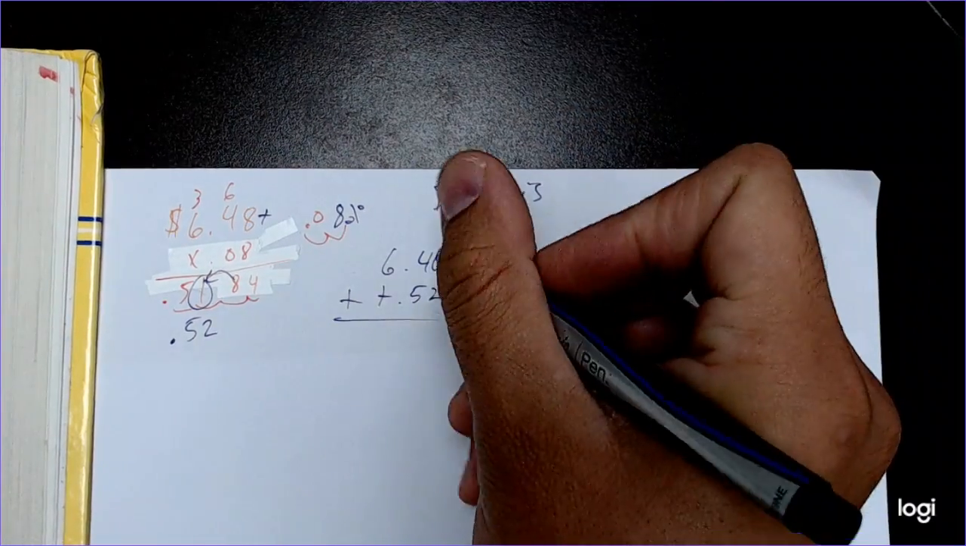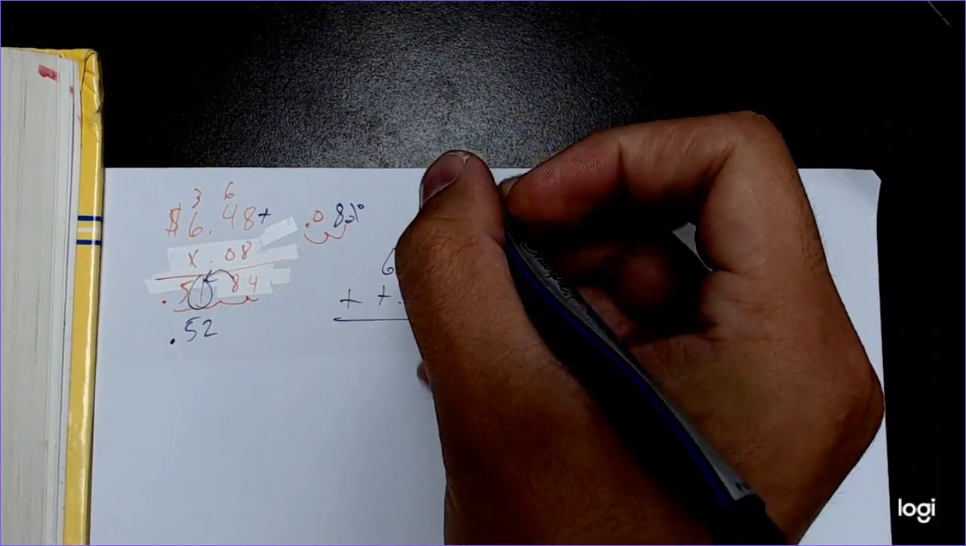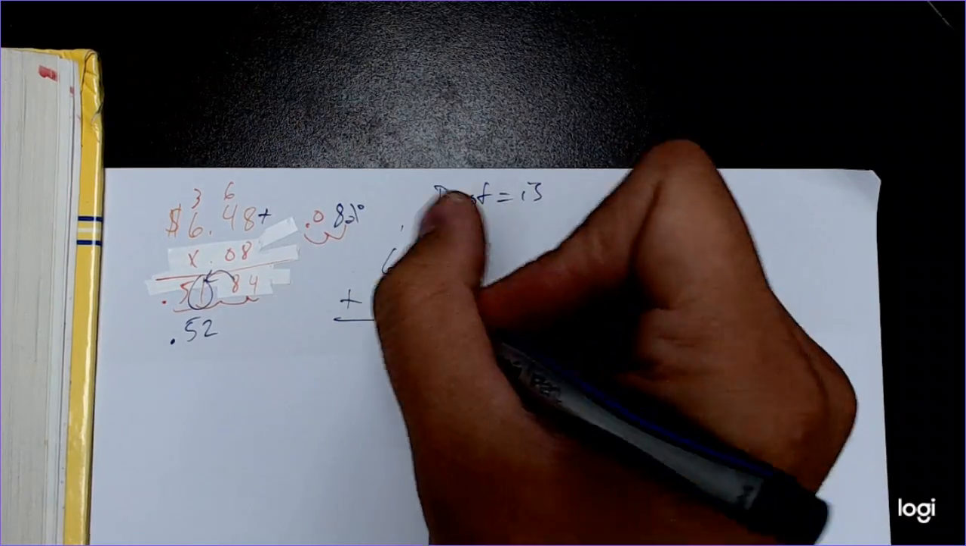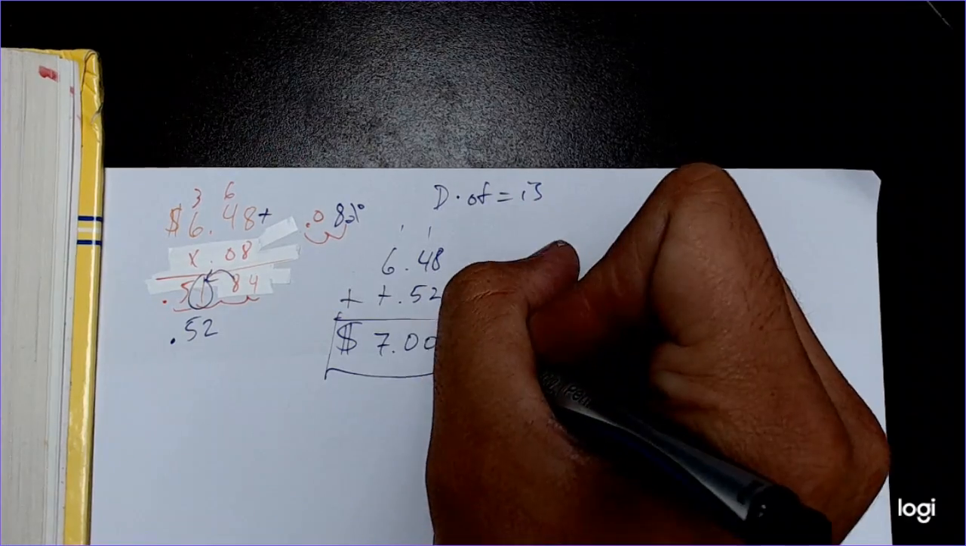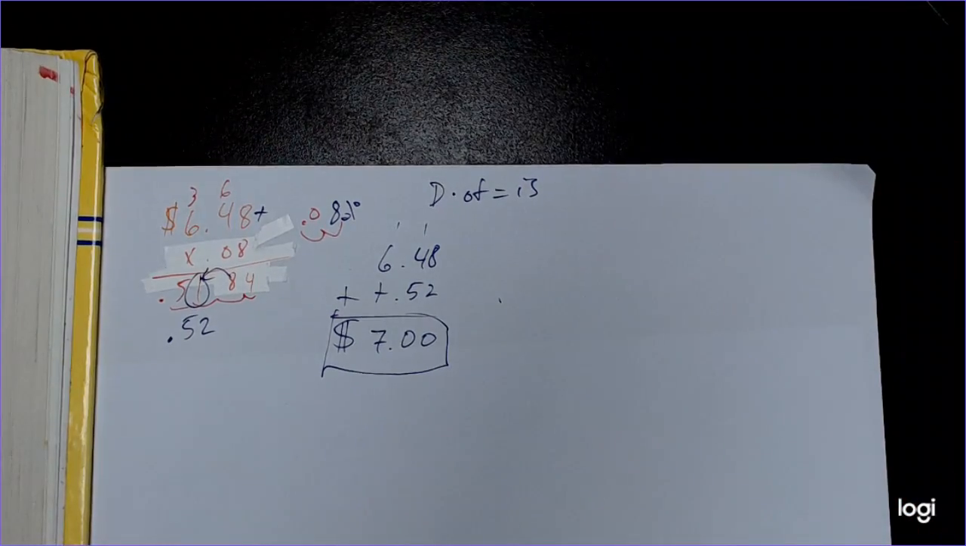Let's add those together. 8 plus 2 is 10, carry the 1. 4 plus 1 plus 5 is 10, carry the 1. 6 plus 1 is 7. Hey, $7. That would be your actual total, right? That's it for sales tax.